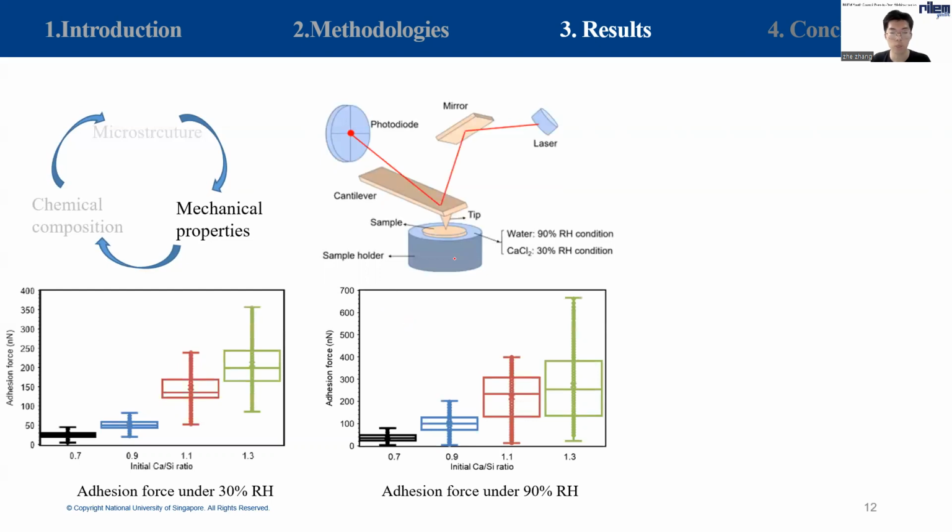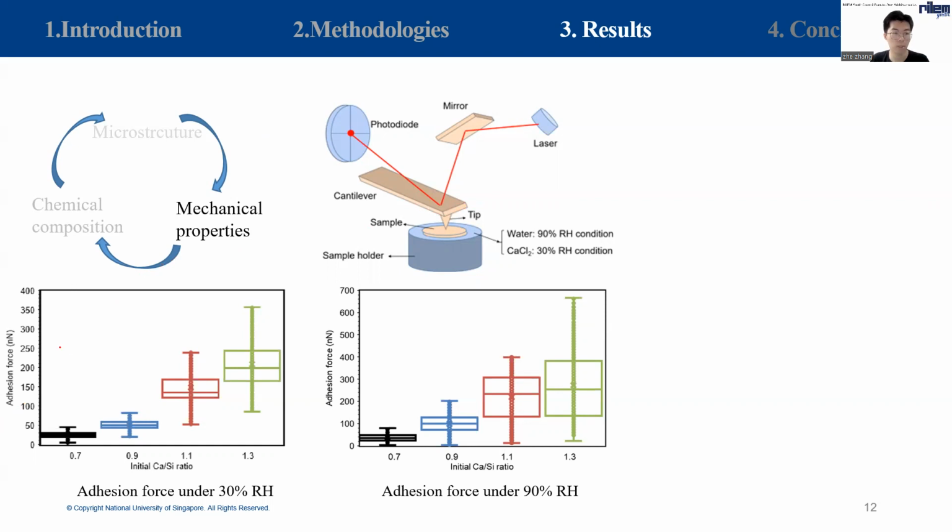CSH samples were put in two different RH conditions, and the AFM tip touched the surface and then was retracted. During the tip retraction, there is an obvious adhesion force between the CSH surface and the AFM tip, which is called capillary force. This force indicates the ability of water capturing of the CSH surface. If the sample surface has a higher ability to capture water, the capillary force would be larger.